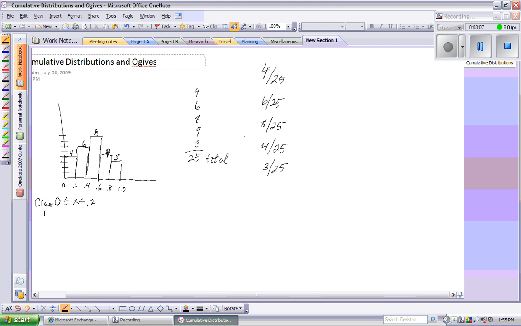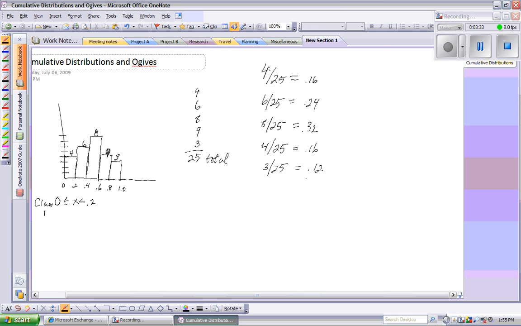Well, we take these ratios here, and we're going to convert them to decimal fractions. So 4 out of 25 is equal to what? Well, it's equal to 0.16. We take 4 divided by 25, and that gives us 0.16. This would be 0.24. This would be 0.32. This would be 0.16 again, and this would be 0.12.